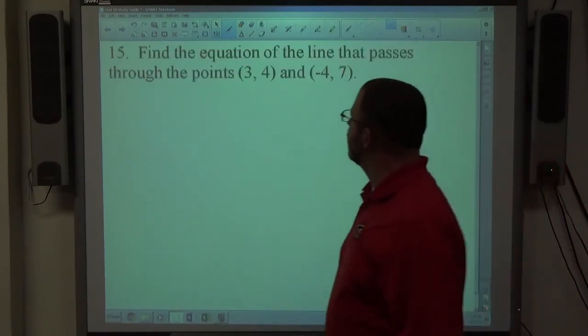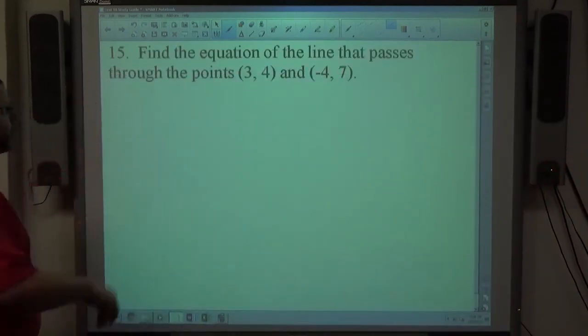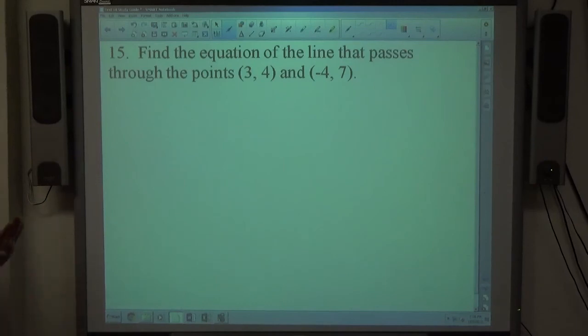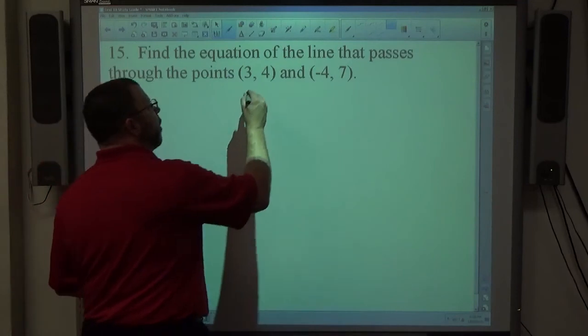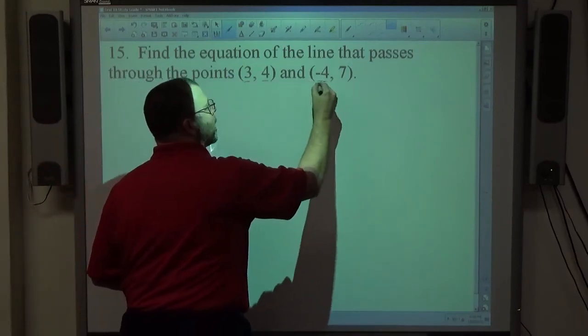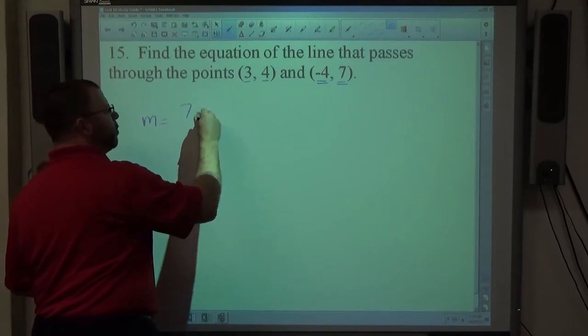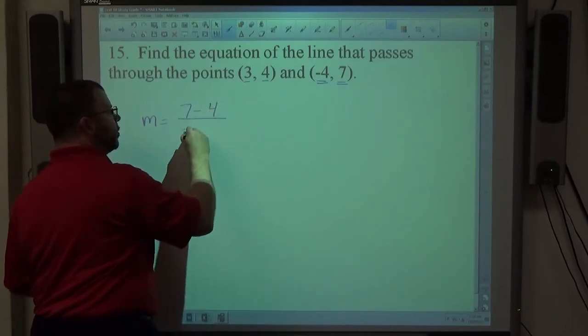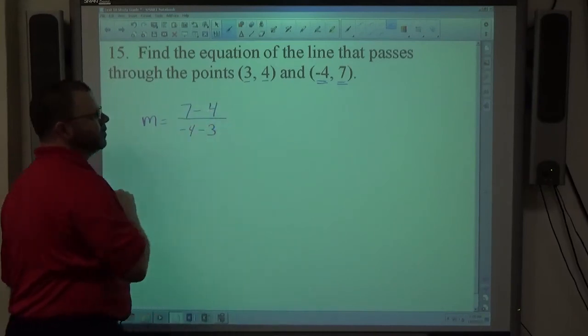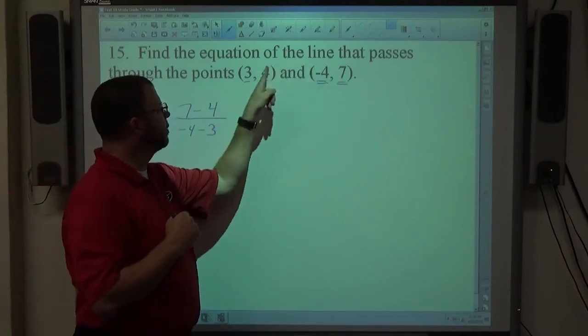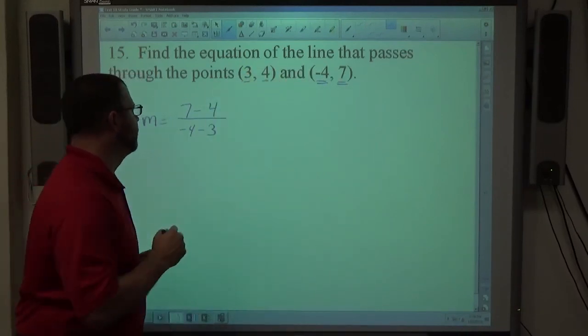15, find the equation of the line that passes through the points. Nothing crazy about this. It's nothing perpendicular. It's just a basic Algebra 1 level. Find the equation of the line. X1, Y1, X2, Y2. The slope is Y2 minus Y1 over X2 minus X1. So 7 minus 4 over negative 4 minus 3.